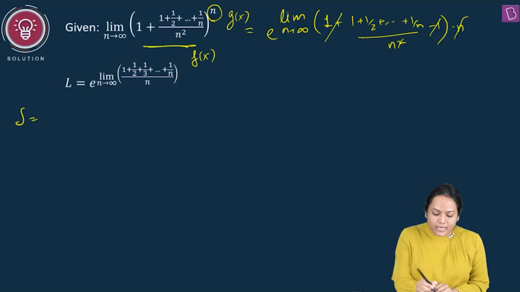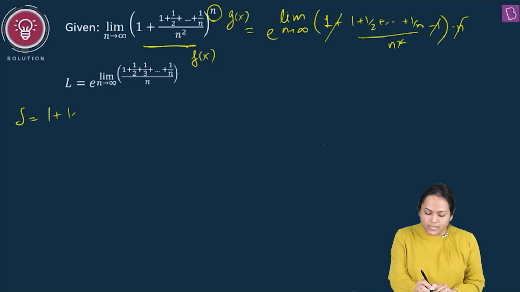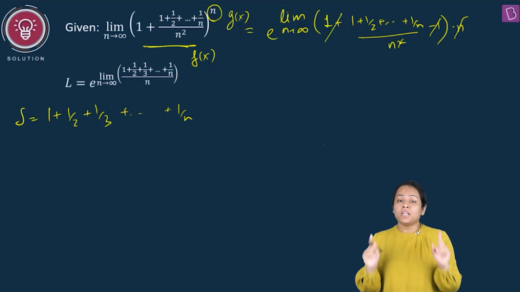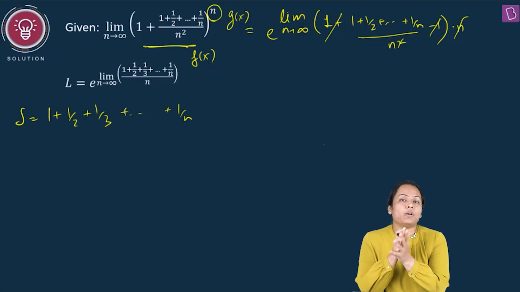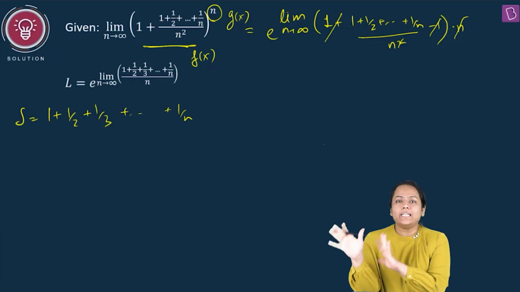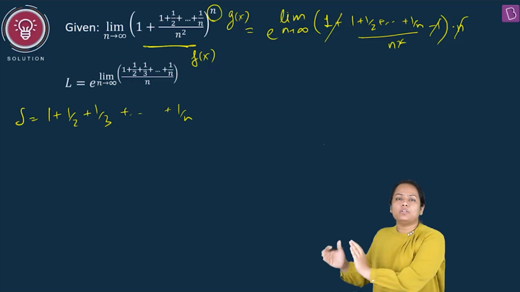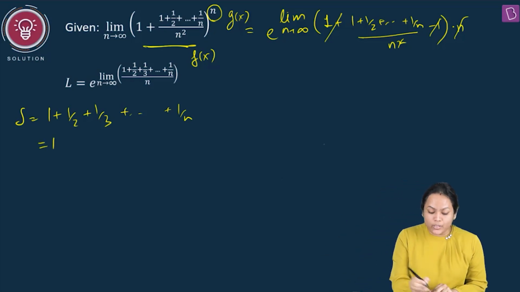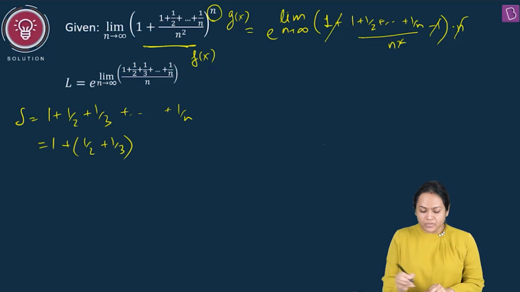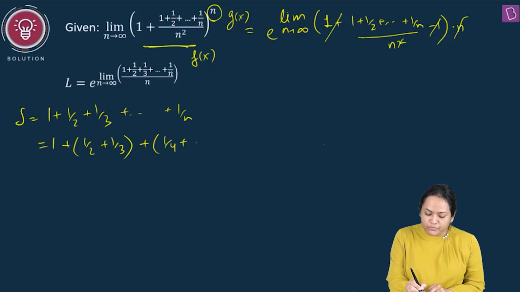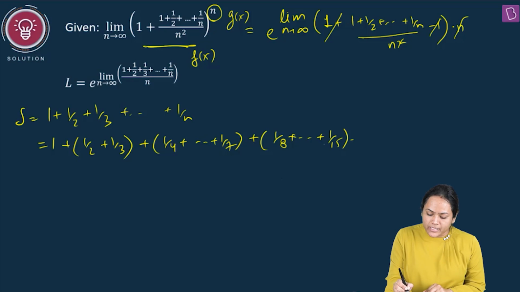I'm taking the numerator as S. I'm writing S as 1 plus 1 by 2 plus 1 by 3 till 1 by n. Clear? Now, listen very carefully. What am I going to do? We already know that n is a really large number, right? It's approaching towards infinity. So I'll break this n in some smaller groups. The first one is actually 1. The second one is 1 by 2 plus 1 by 3. The third one will become 1 by 4 plus 1 by 5 till 1 by 7. The fourth one will be 1 by 8 plus 1 by 9 till 1 by 15 and so on they are going.